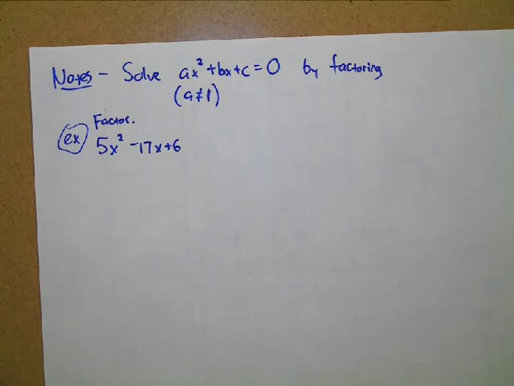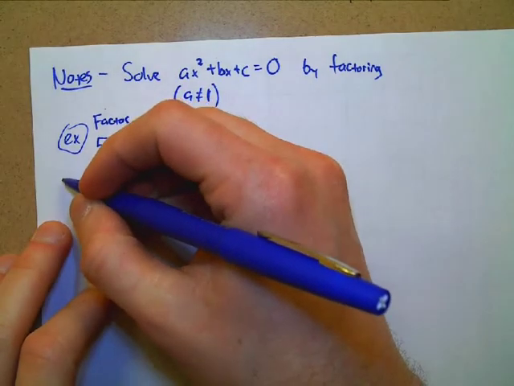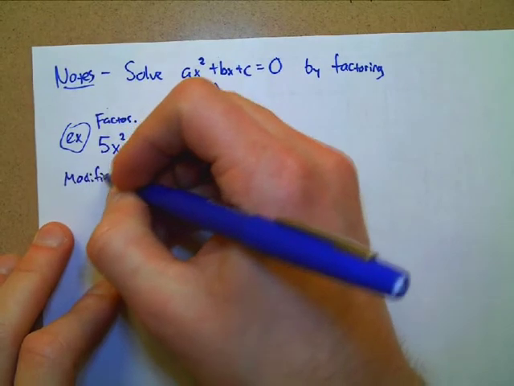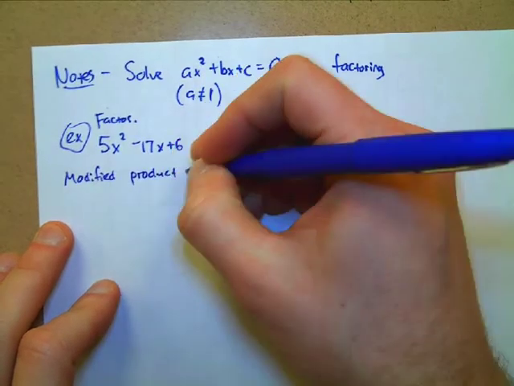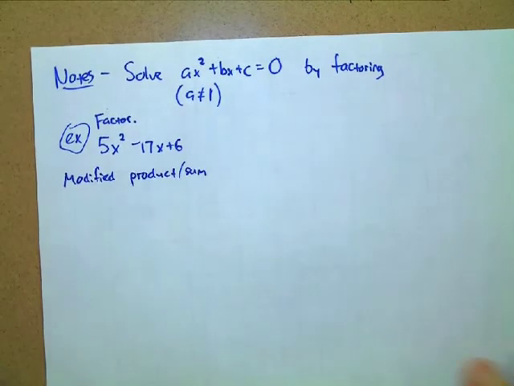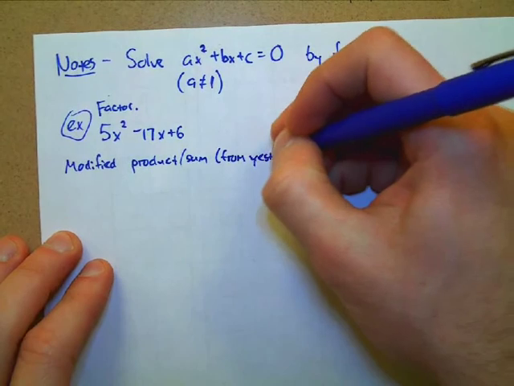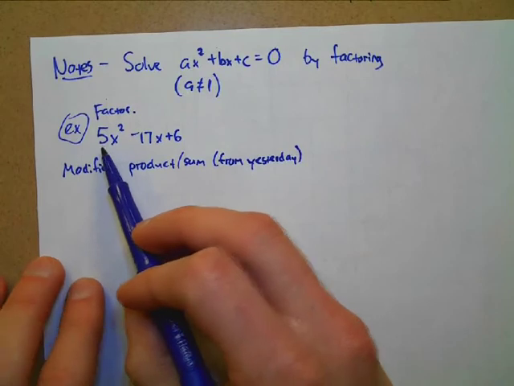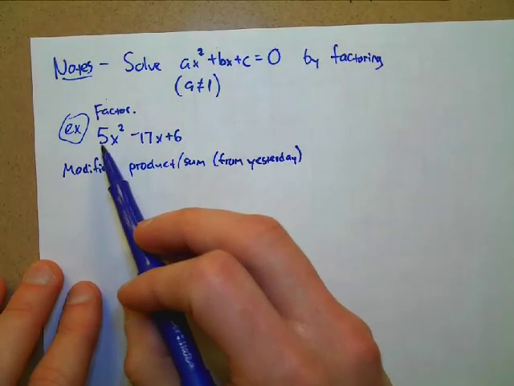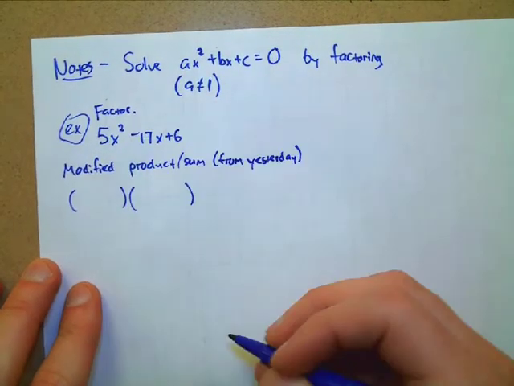So let me show you the two different strategies. Strategy 1 is the modified version of yesterday. We'll call it product sum. This is not the official name, but it's basically what we did yesterday. But now we also have this new coefficient on x squared. It's got a 5. So we need to make a 5x squared.